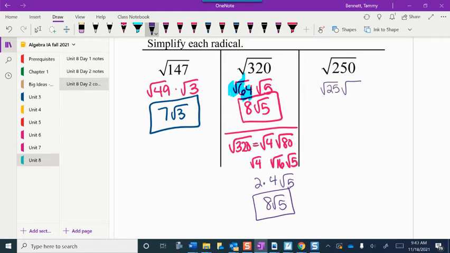So 250 divided by 25 is, 250 divided by 25, you get 10. Square root of 25 is 5, so final answer, 5 square root of 10.